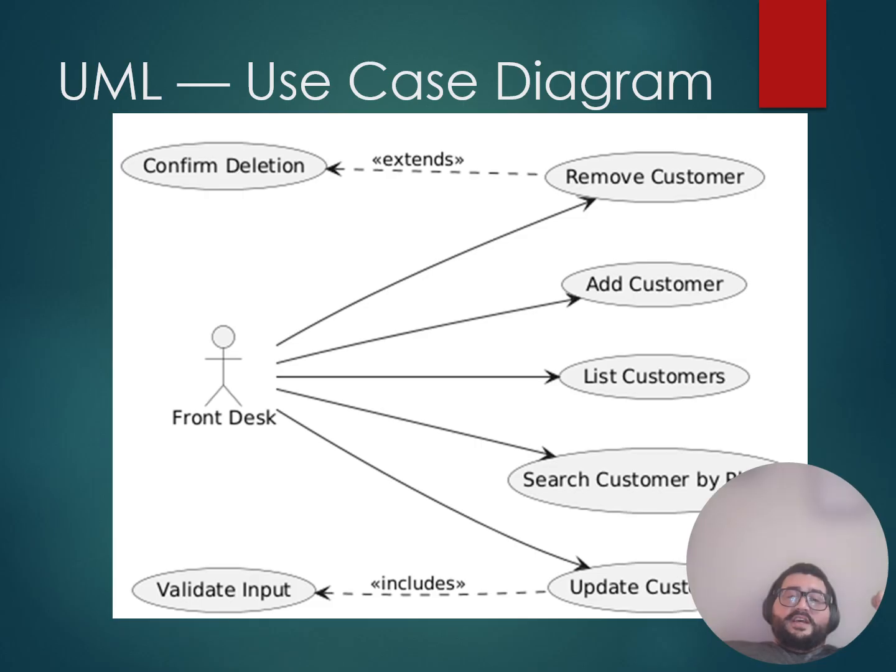Then our next slide is going to show us our use case diagram, which is UML, right? So it's going to show us how the front desk will interact with our program and what they should get back. So they should validate or confirm deletion depending on which choices they would like to perform.